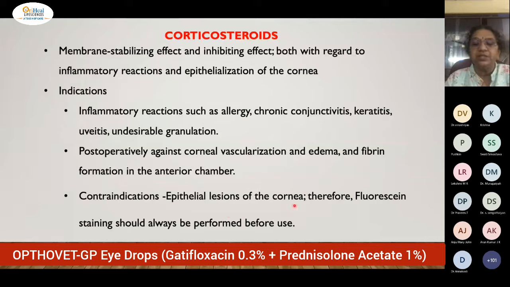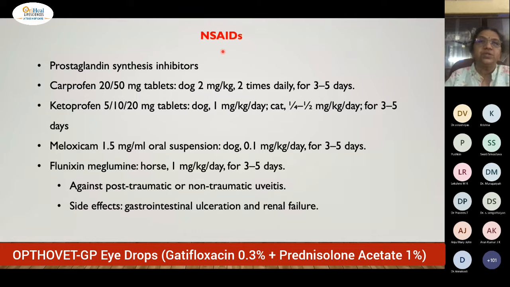Contraindications are the epithelial lesions. So that is why we always do a fluorescein test prior to the administration of corticosteroids. Nowadays corticosteroids are available along with antibiotics, so you can avoid administering the antibiotic first and then the corticosteroid again. If you have combined preparations, instillation of the drops is easier for the pet owners.